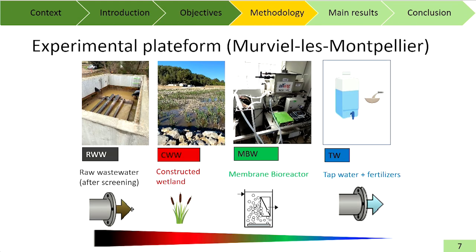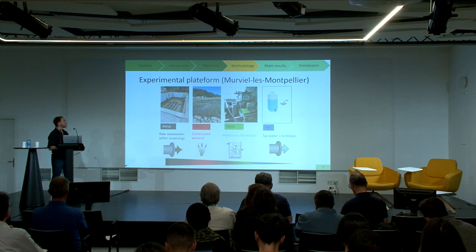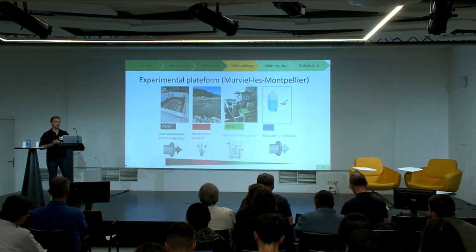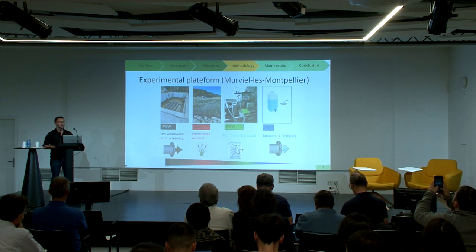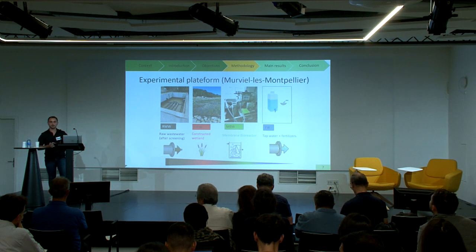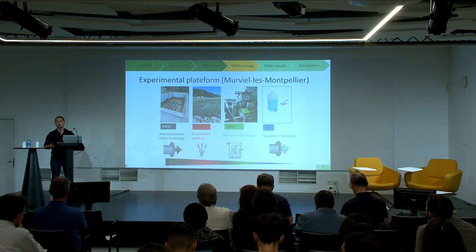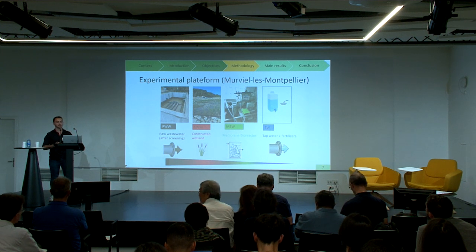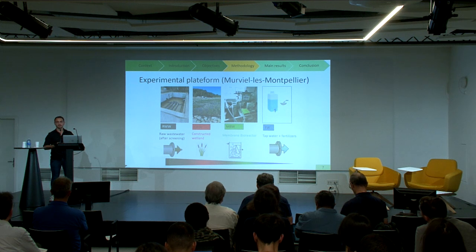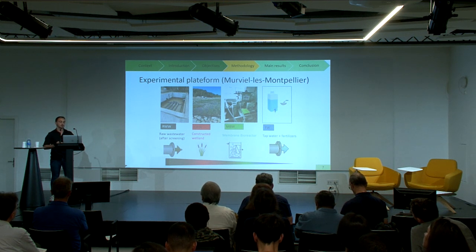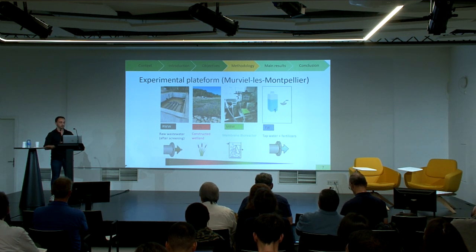For this, we used an experimental platform in Murviel-lès-Montpellier. It's a little city close to the big city of Montpellier in the south of France. For the experiment, we used different water qualities, starting from the raw wastewater after screening. Then we also used a constructed wetland treated wastewater, which allows us to remove a little bit the concentration of some nutrients, but keeps a high diversity and richness of microbial composition of the water.